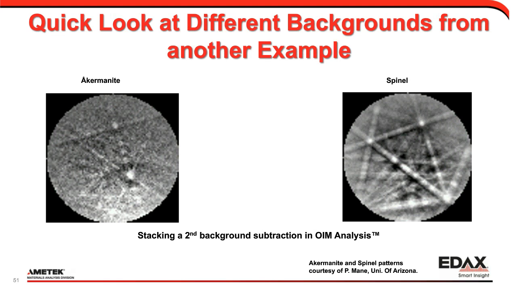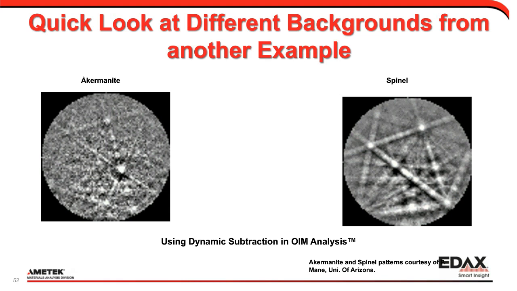Now if I go ahead and use a different kind of background, here I'm using a dynamic subtraction. Again, I'm not doing that great on the anorthite. Again, I'm seeing some lines. I'm getting a little bit fuzzy. And again, the spinel's happy. Spinel's always happy. It's a nice cubic material.